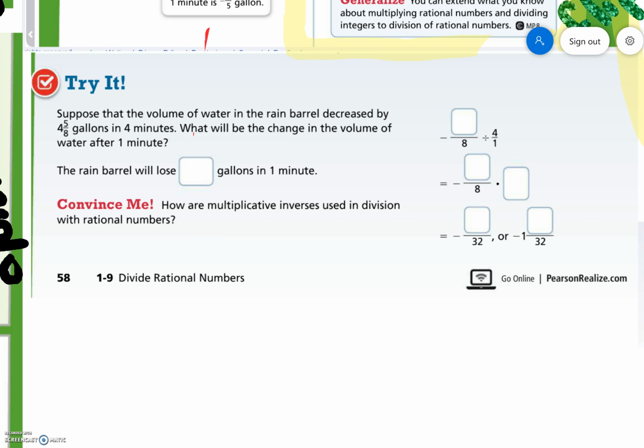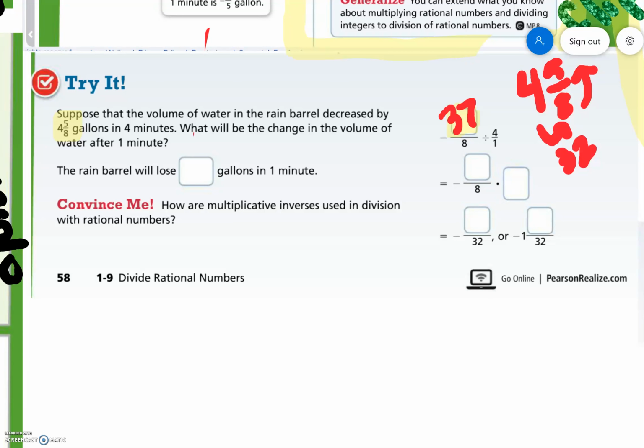Suppose that the volume of water in the rain barrel decreased by 4 5/8 gallons in 4 minutes. What will be the change in the volume of water after 1 minute? So they want us to fill out this box here. They already have it over 8, but we are using this number, 4 5/8. So we're going to get mad. 4 5/8: 4 times 8 is 32, plus 5 gives us 37.